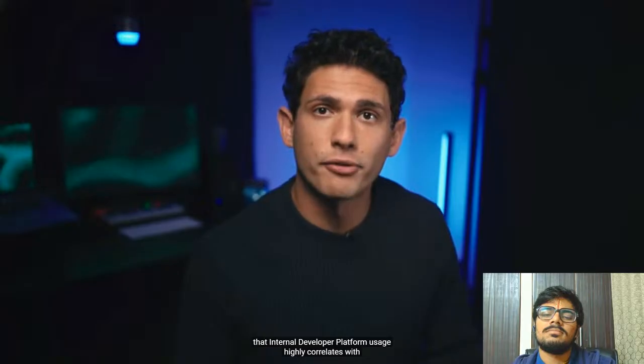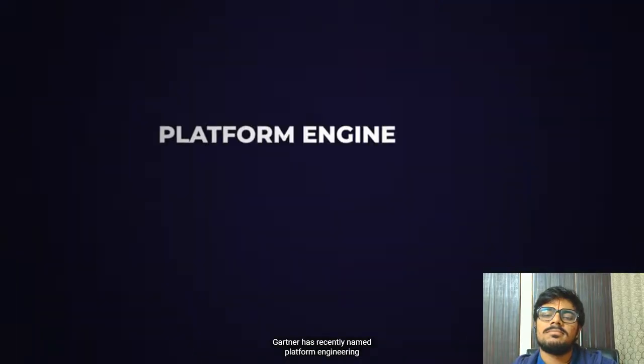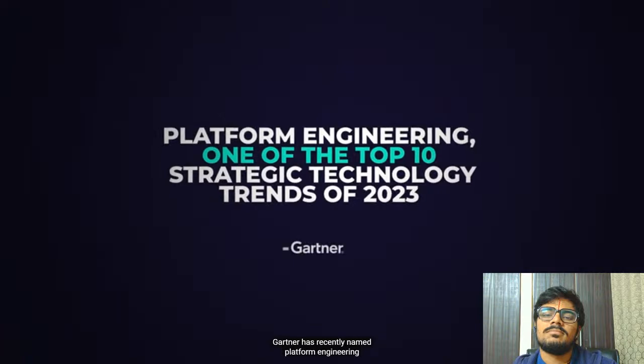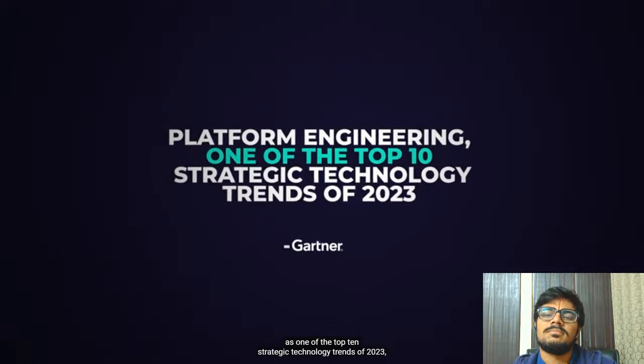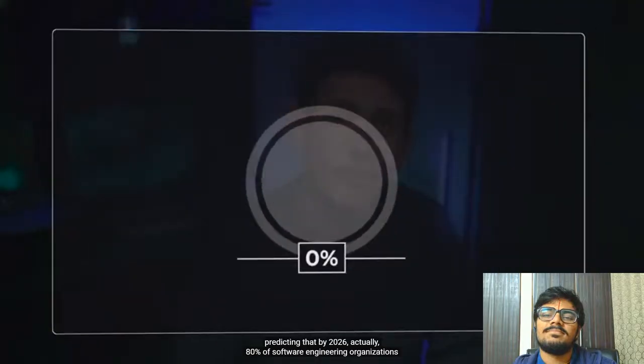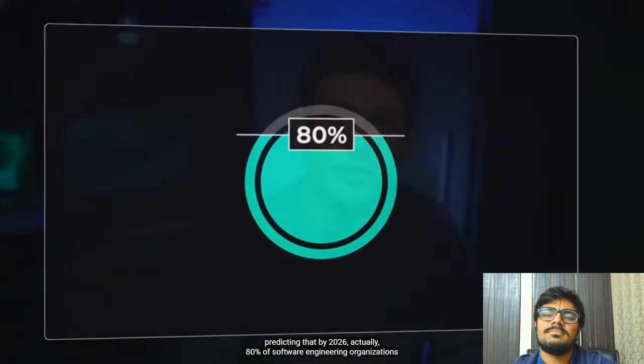Several studies at this point have shown that internal developer platform usage highly correlates with higher DevOps evolution and performance. Gartner has recently named platform engineering as one of the top 10 strategic technology trends of 2023, predicting that by 2026, 80% of software engineering organizations will establish platform teams as internal providers of reusable services, components, and tools for application delivery.